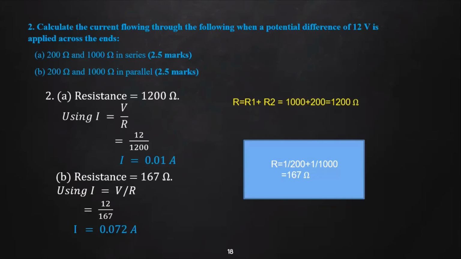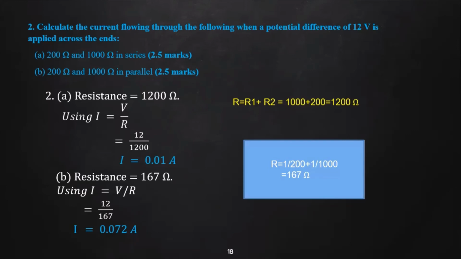Now we just use the formula I equals V over R. The voltage is given as 12 volts, so we just insert the values in the formula. V is 12 and the resistance we found is 1200. So 12 divided by 1200 equals 0.01. So our current is 0.01 amps. That's for question 2 part A.